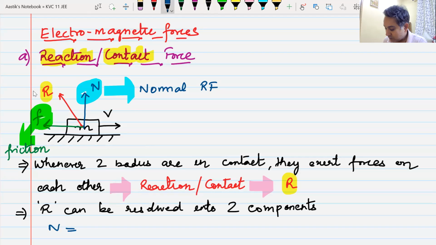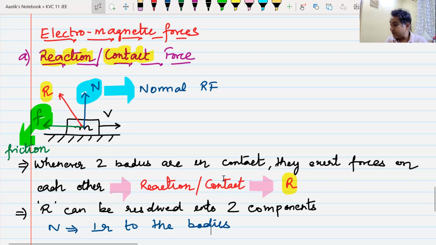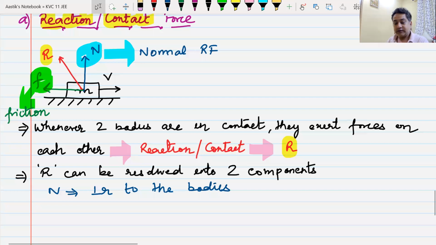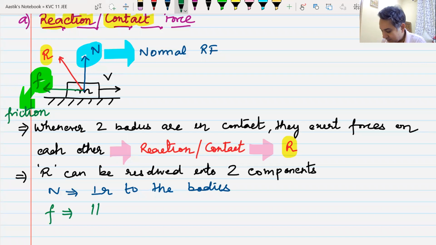N, the component which is perpendicular to the bodies, is known as the normal reaction force because it is perpendicular or normal. And then you have F, which is parallel to the two bodies. So that is the major force that we are going to study in this class, the normal reaction force and the friction force.